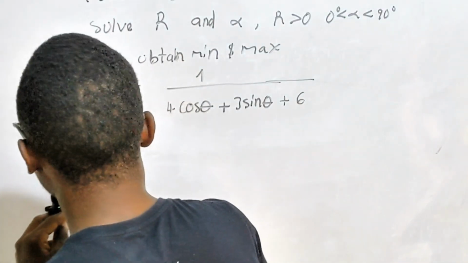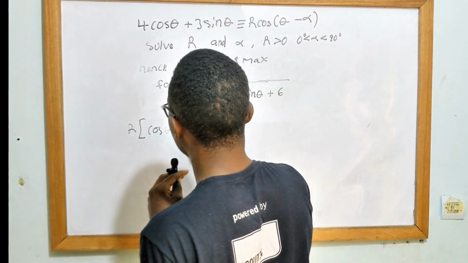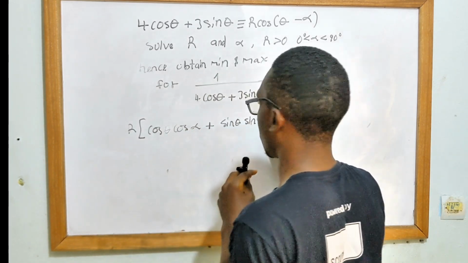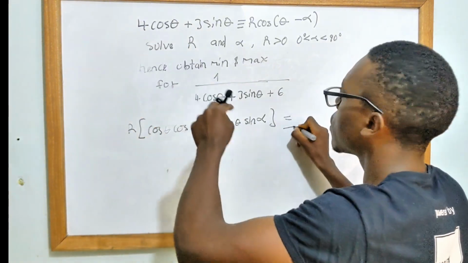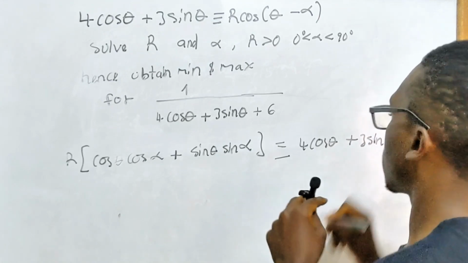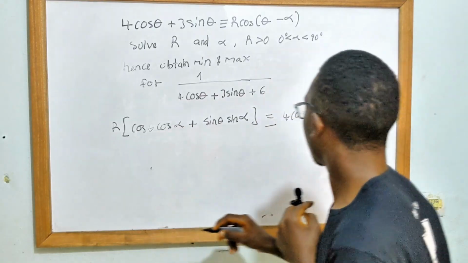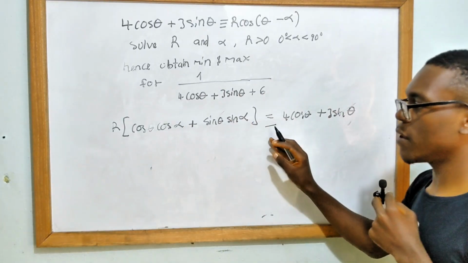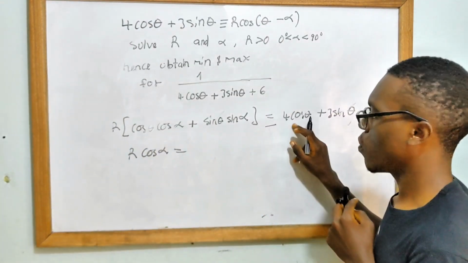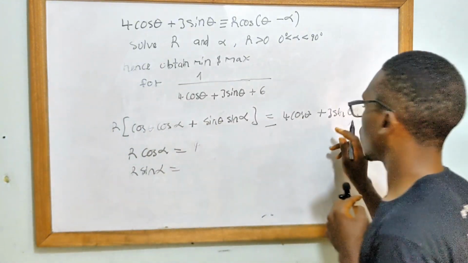Therefore, our r cos(theta minus alpha) will be r into cos theta cos alpha plus sin theta sin alpha. That will be equivalent to 4 cos theta plus 3 sin theta. That's exactly what we're going to be having at this point. Since it's equivalent, we can have r cos alpha equals 4, the coefficient of cos theta, and r sin alpha equals 3.